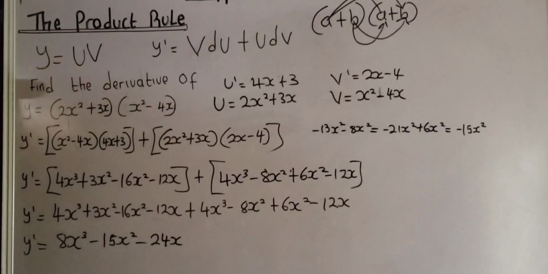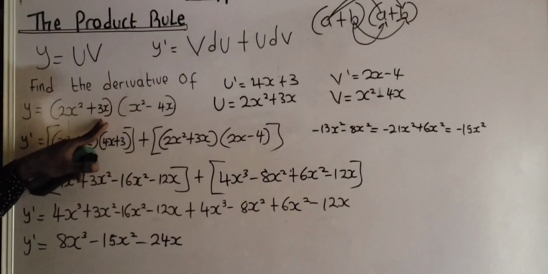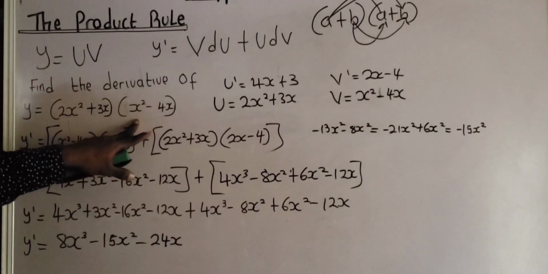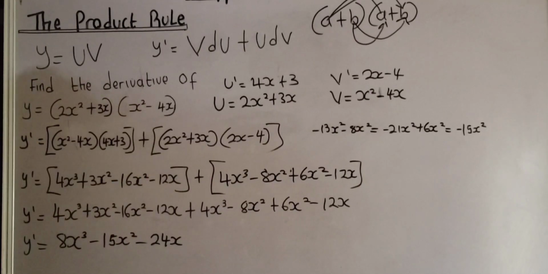Do you understand? So the derivative of y is equals to 2x raised to the power of 2 plus 3x multiplied by x raised to the power of 2 minus 4x is what? 8x raised to the power of 3 minus 15x raised to the power of 2 minus 24x. If you didn't understand, you can just pause the video and watch the video again, okay?